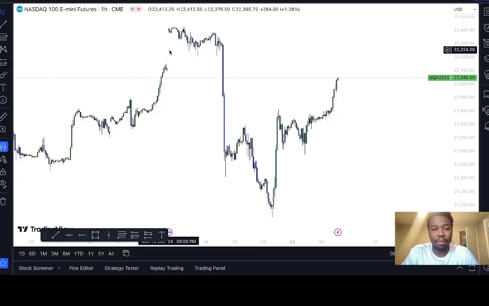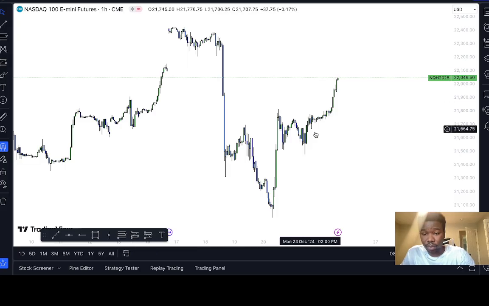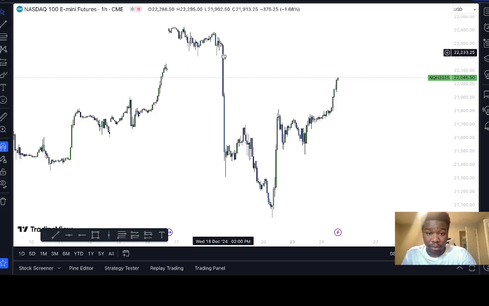So for example, we're on the hour chart. I see a fair value gap right here. I think ICT calls it a sell side imbalance, buy side inefficiency, or SIBI. Also known as a fair value gap. And I'm going to teach you guys what a fair value gap is and what it means.